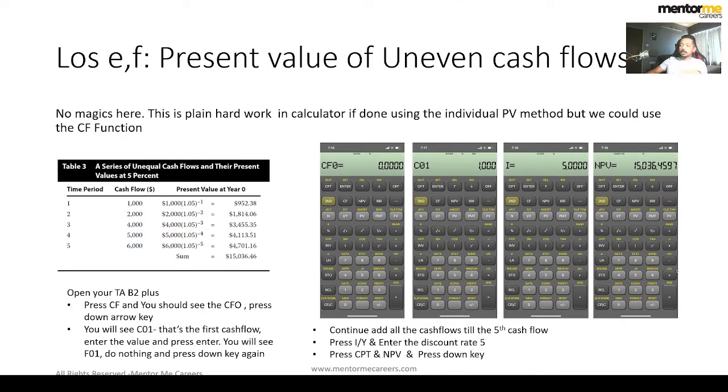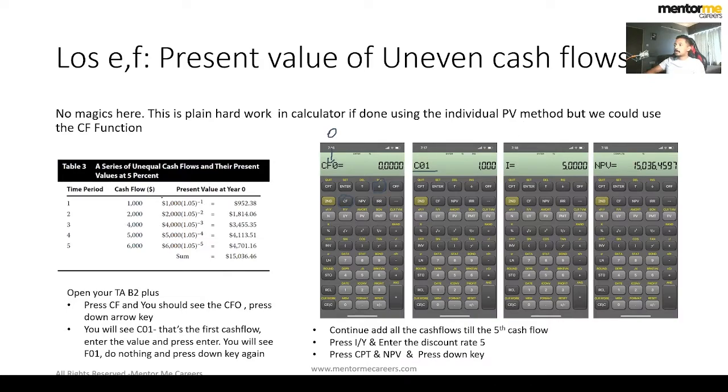As I said, I will be showing you how to use the cash flow function in a calculator. Very, very useful function. So this is where the CF function is. The magic button is out here, right? So all you do is you press CF first. When you press CF first, it will give you CF0, which means the cash flow at 0, which we don't have. So all you do is press the down arrow key, and it will take you to C01, which is the first cash flow.